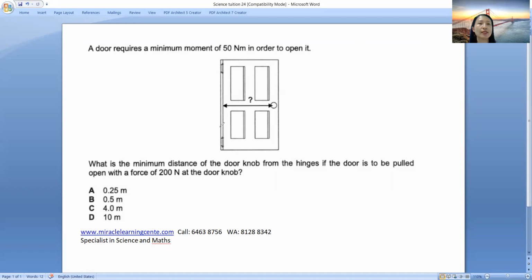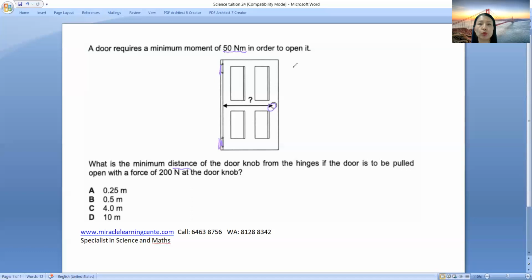Let us look at this science question. A door requires a minimum moment of 50 Newton meter in order to open it. Okay, this is a door. We have a hinge here and we have a doorknob over here. What is the minimum distance of the doorknob from the hinges if the door is to be pulled open with a force of 200 newtons at the doorknob?